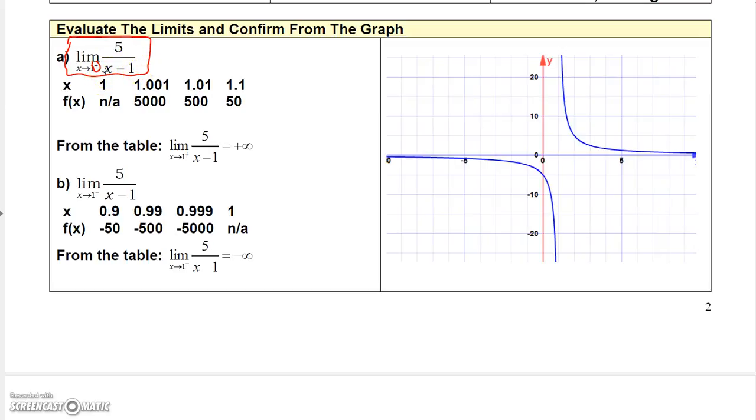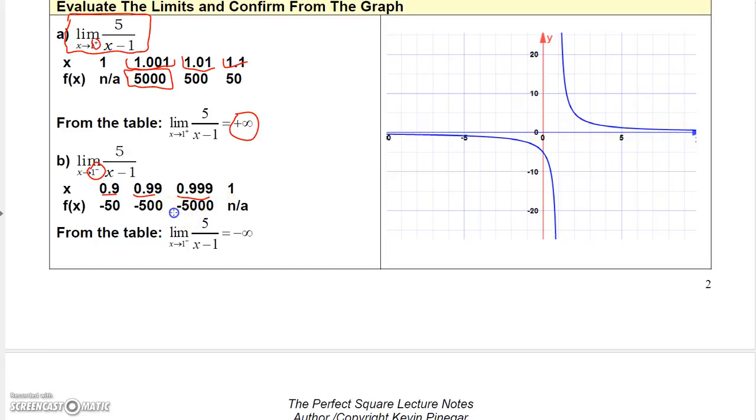So to figure out which one it is, let's just plug some numbers close to 1 in from the right, like 1.1, 1.01, 1.001. Well, I can see that as I get closer and closer to 1, the y values get larger in the positive sense. So this limit must be positive infinity. Now, if I approach 1 from the left, let's plug in numbers close to 1 from the left, like 0.9, 0.99, 0.999. Well, there you can see the numbers are getting to be large negative numbers. So that means from the left it goes to negative infinity.